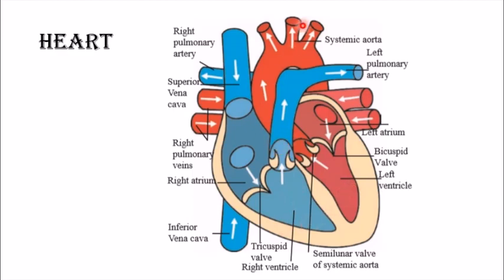Now there are different parts in your heart. If you see, there are different arteries, different veins, the aorta, and cuspid valves. All these things are important for the entering of blood into your heart and the flowing of blood from your heart.